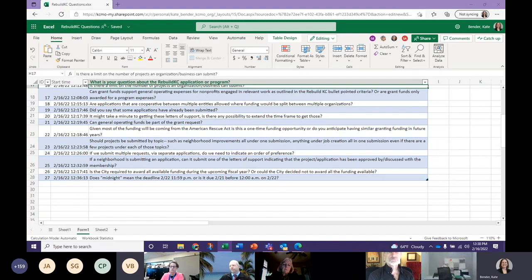This is a good question. Does midnight mean midnight on February 22nd or midnight that day, the night before, basically? Okay, it would mean on the 22nd, on February 22nd, when it hits midnight that night, that's when it'll cut off. So on the end of day on the 22nd. End of day on the 22nd, yes.